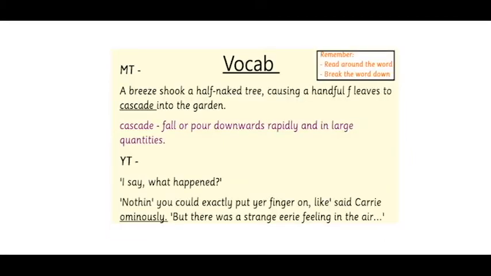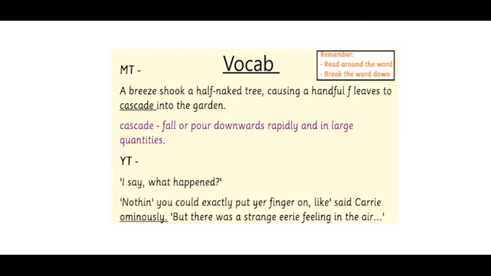Okay, so when we are looking at vocab questions and we come across an unfamiliar word, we need to remember our key steps. So, break down the word, take off any prefixes or suffixes, break the word into its smallest units. And then we need to read around the word.